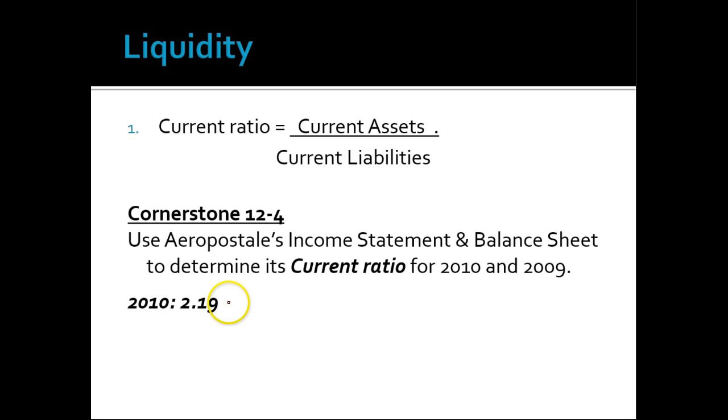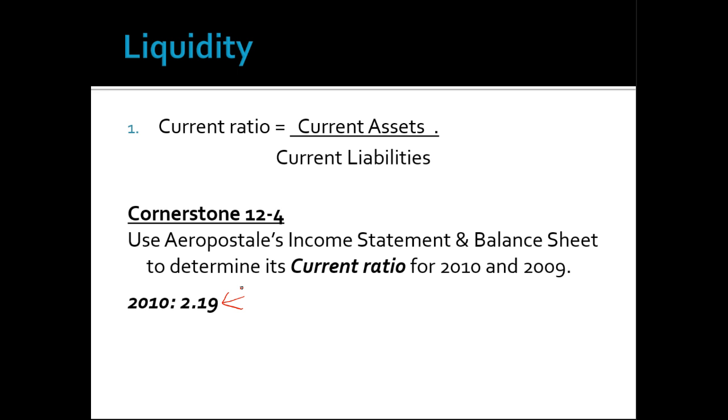Now let's just look at that for 1 second. 2.19, that's 530 million divided by 241 million. 2.19 is definitely better than 1. So I would say, at least before I can do any other comparison, I can tell you that Aeropostale at least is somewhat healthy on the liquidity front, because they have more than $2 of current assets for every $1 of current liabilities that they owe.